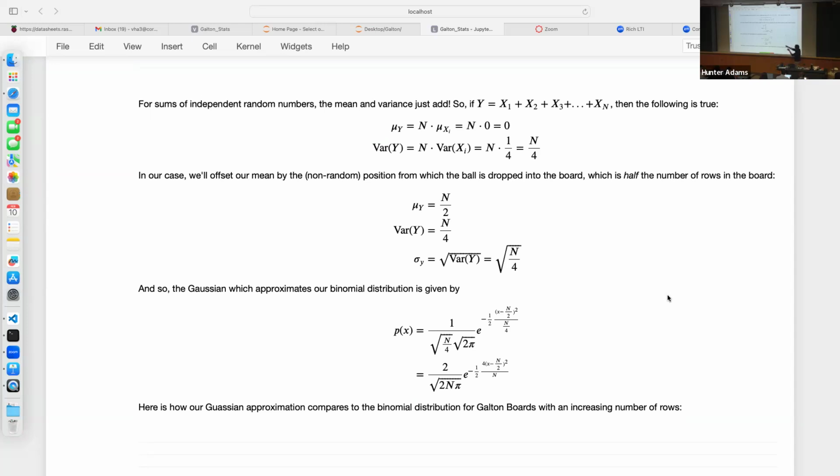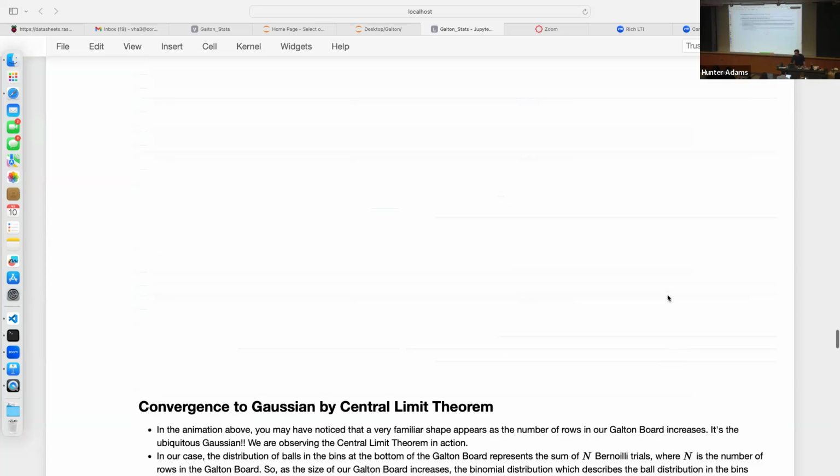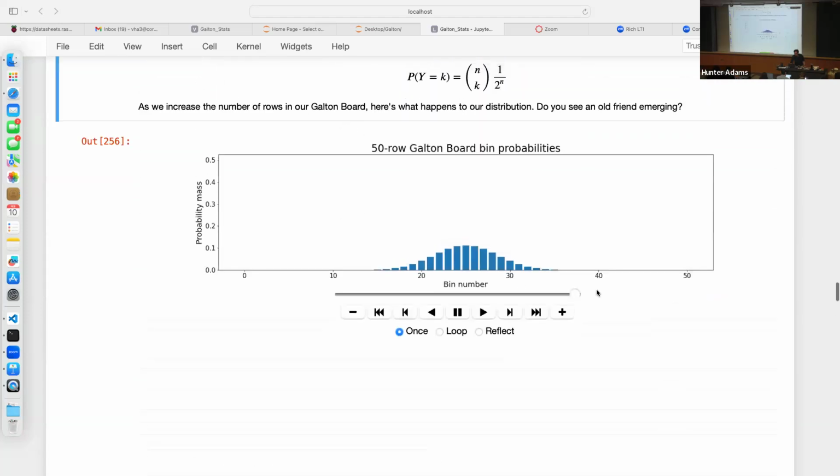We're going to offset that 0 mean by the non-random position where we plunk it into the table, right? So what that means is the expected value of the distribution at the bottom of our Galton board is given by n over 2, which we kind of saw empirically, right? When we were looking at this, you could notice that the expected value of a distribution is its center of mass. Center of mass sure looks like it's, boom, right in the middle, and indeed we found that it is, right in the middle there.